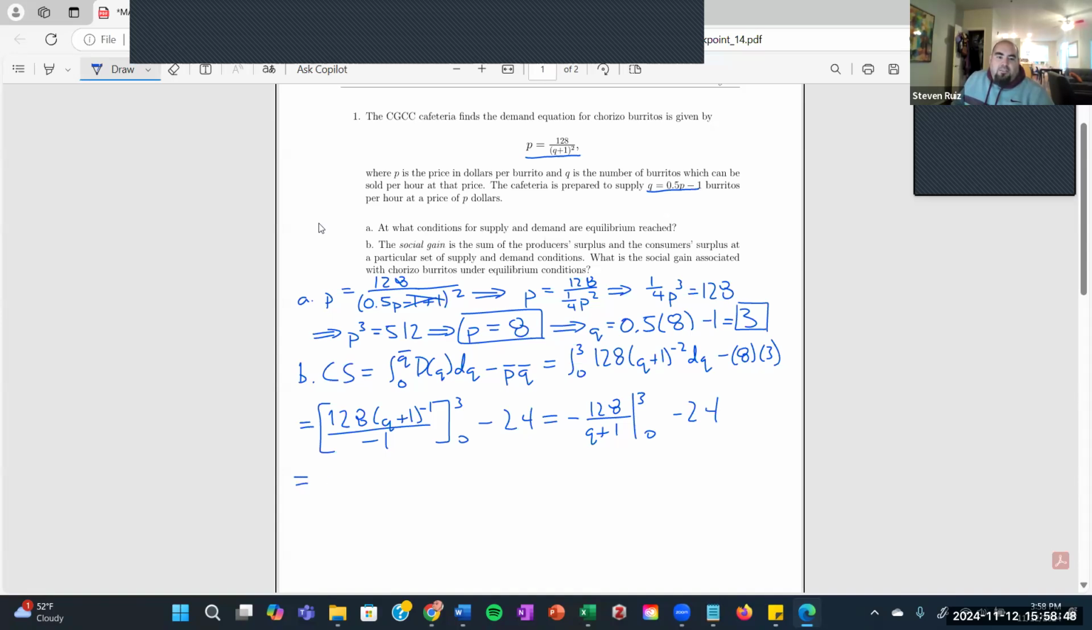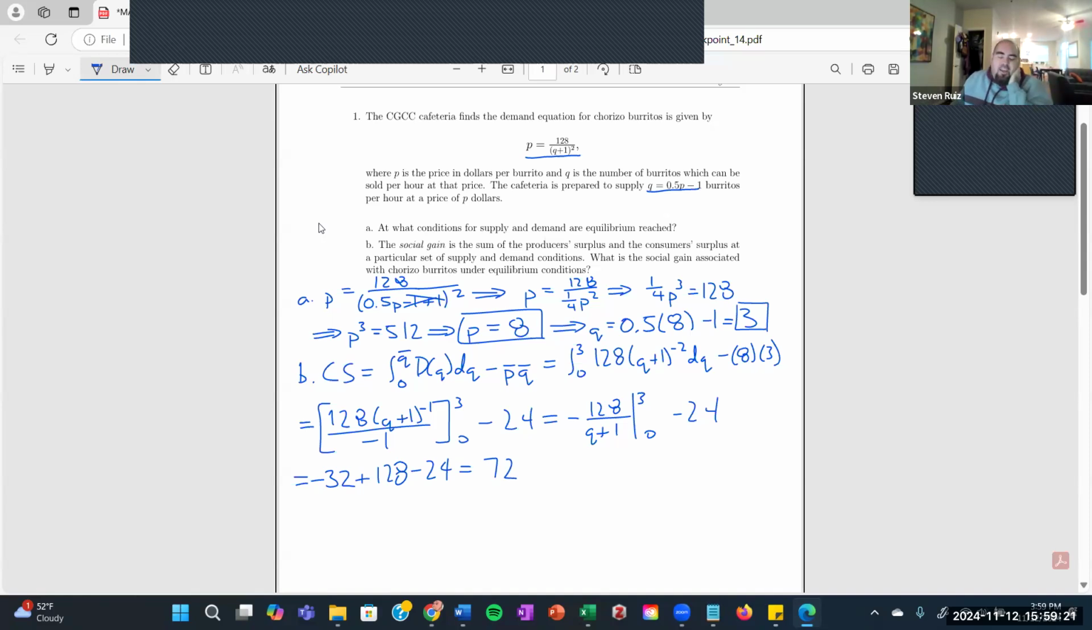Let's drop an equal sign, negative 32. When I plug in a 0, I get negative, so minus negative 128, so plus 128, then minus 24. So I wrote down what that comes out to be, and that is $72. So the consumer surplus is $72. So that's the money that stays in their pockets because they might be willing to pay $72 more, but I'm not charging them for that. So consumer surplus is $72.